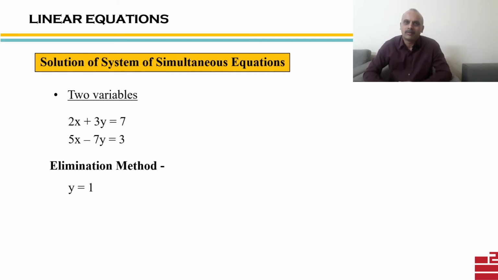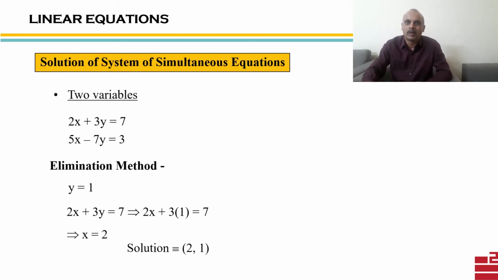Now this value of y as 1, if it is put in any one of the given equations, I will get some corresponding value of x, and in this case what I get is x is 2. And so we can say that x = 2, y = 1, or (2, 1), is the solution of the given system of simultaneous equations. And this is how we solve the equations.